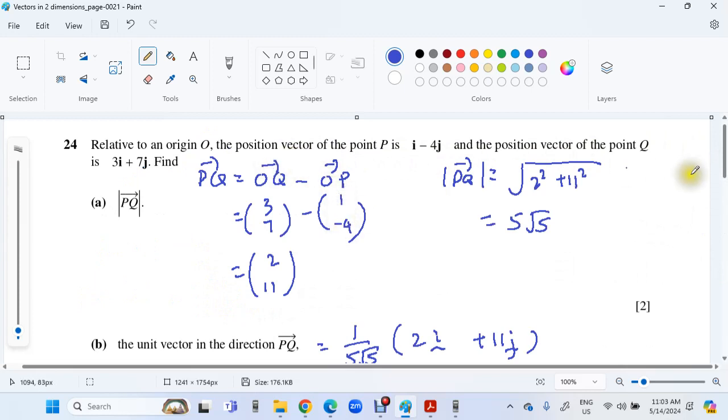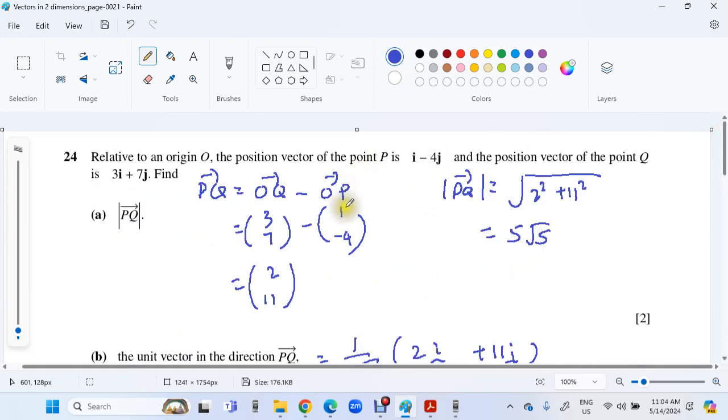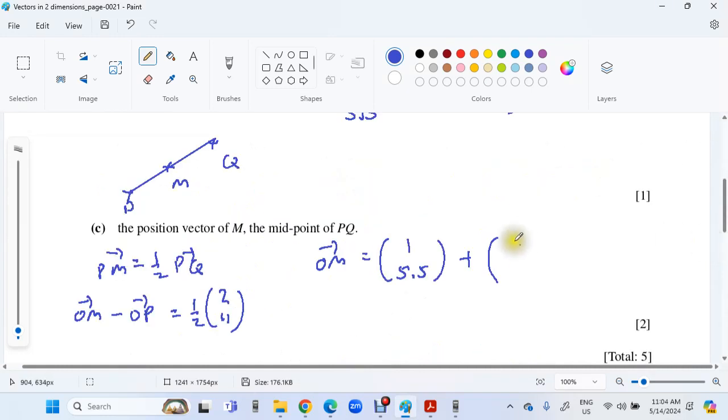And then OP is what? OP is (1, -4). So OM will be half. I just multiply this one, it will be (1, 5.5), plus the OP. OP is (1, -4). So we have (2, 1.5). So it is 2i plus 1.5j.